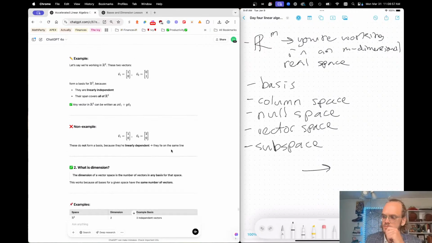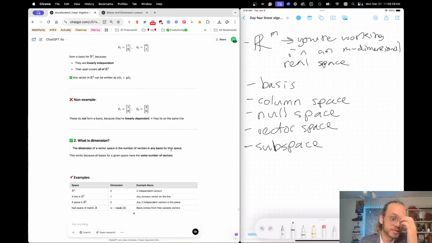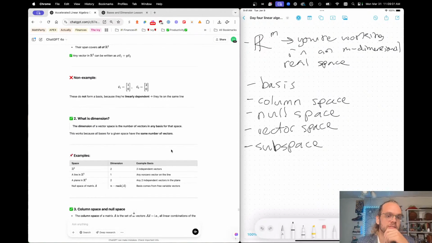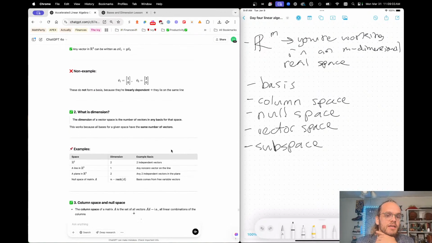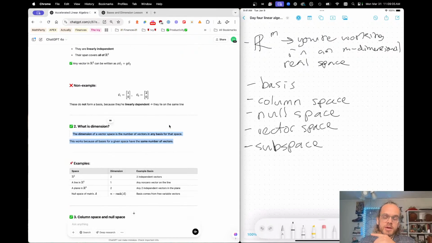So, delete that. What is a dimension? The dimension of a vector space is the number of vectors in any basis for that space. Man, they're saying words that I know in English, but they have a very specific meaning in linear algebra that's a little bit tricky to grasp.